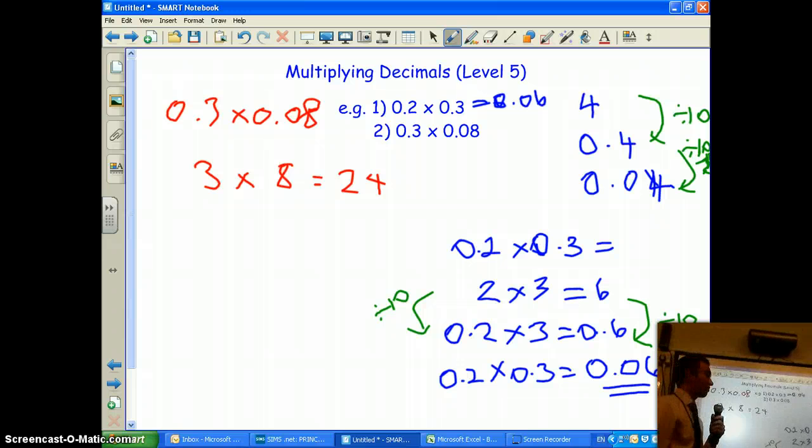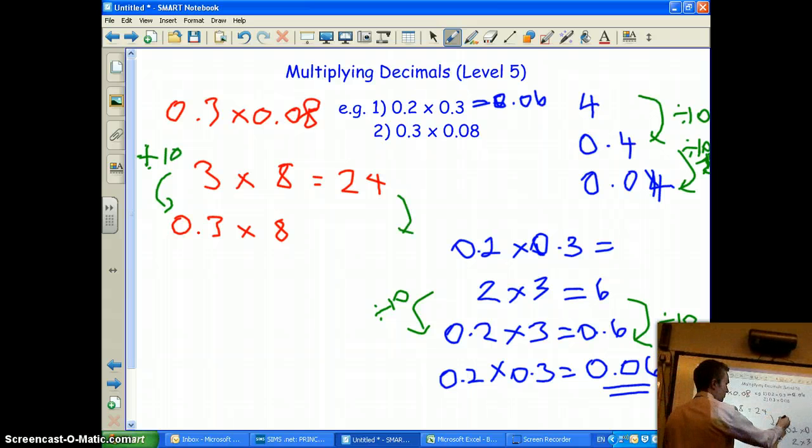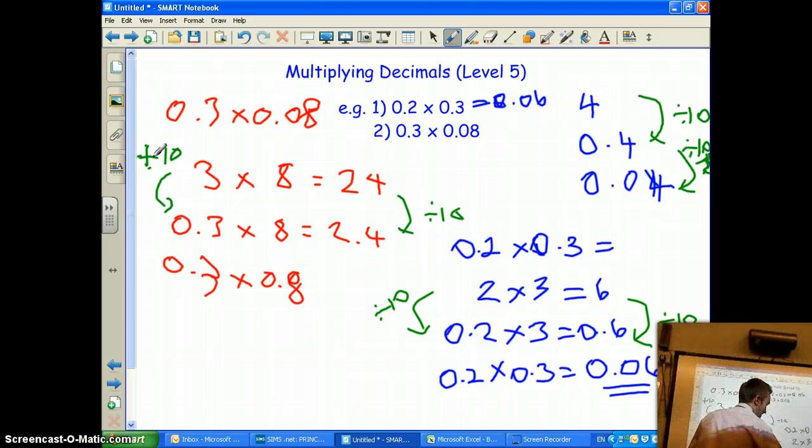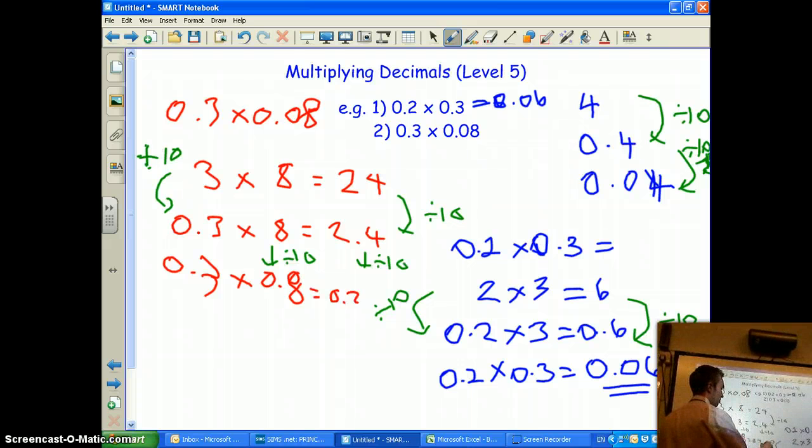Now from there I can just do the same process I did before. First of all, I'll start off with getting 3 to 0.3. So I get 0.3 times 8. Now over here, I've divided by 10, and so here, I've divided by 10 as well, and so I end up with 2.4. Okay, so I've got my 0.3, but I haven't got my target of 0.08. So I've got 0.3 times 0.8 to do first. What I've done here is divide by 10, and so I've got to divide this by 10 here as well, and I end up with 0.24.